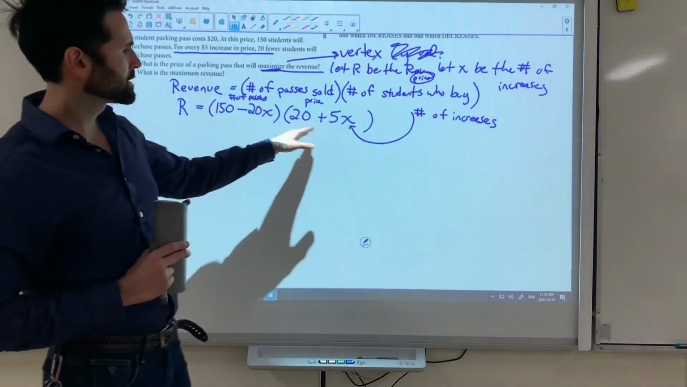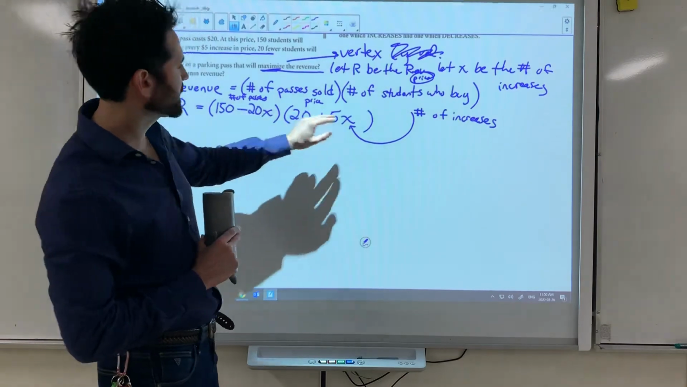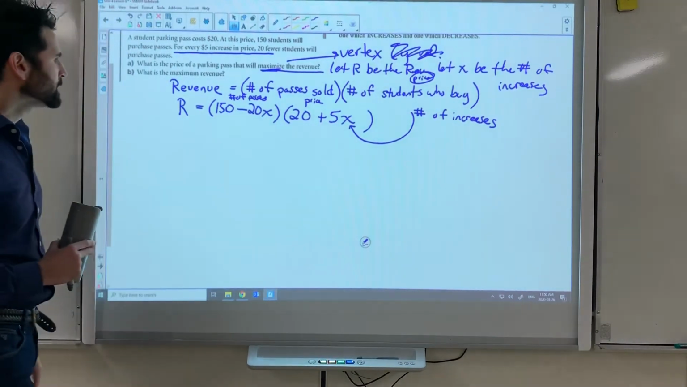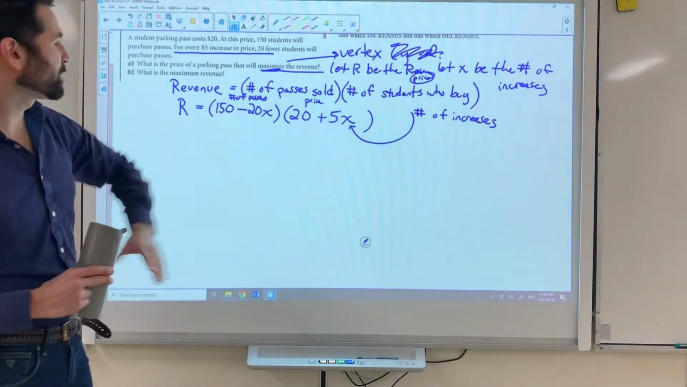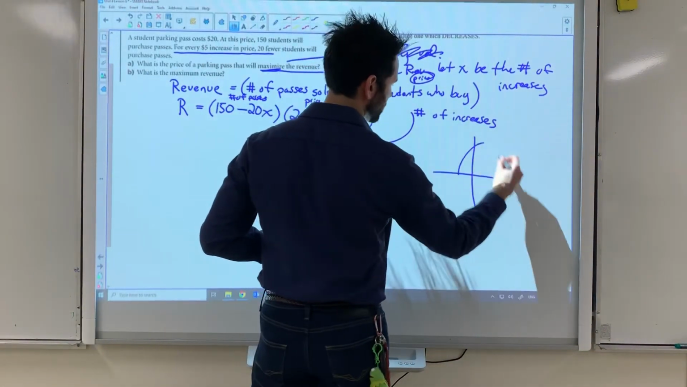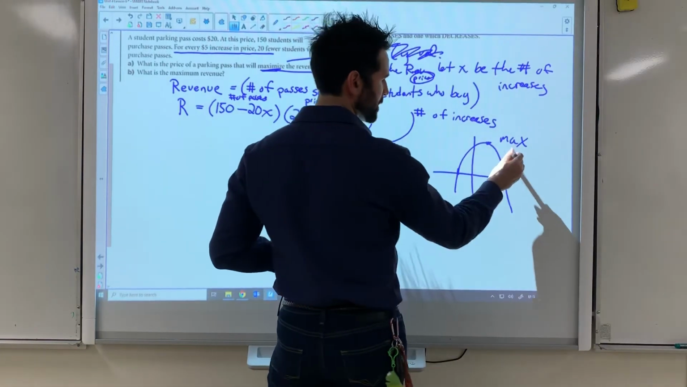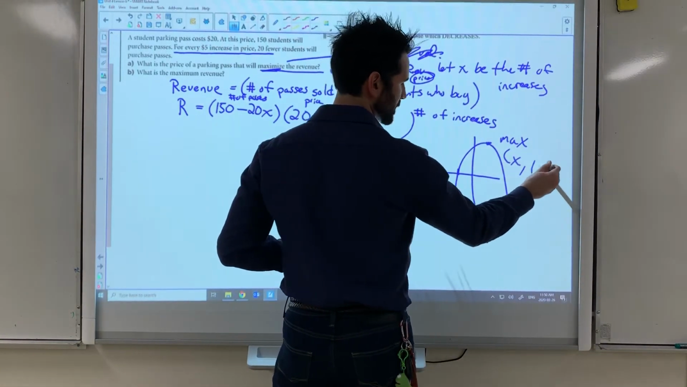Now, what is this? It's a quadratic, right? I can see that at some point I'm going to get an x times x, an x squared, and it's going to be opening down, right? Because it's negative 20x times there. So I have some kind of parabola that's opening down like this. So I have a maximum right here. The max is going to be x, comma, the revenue.